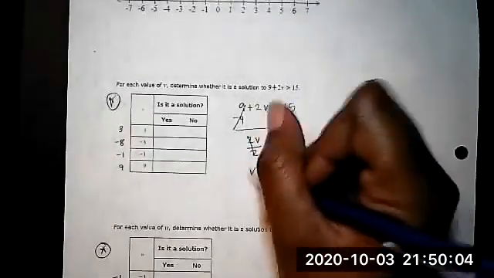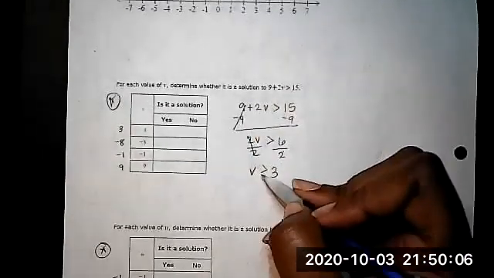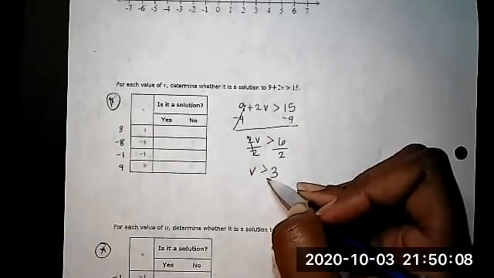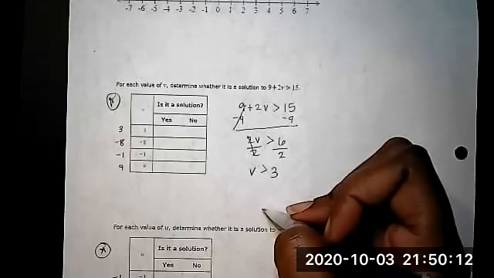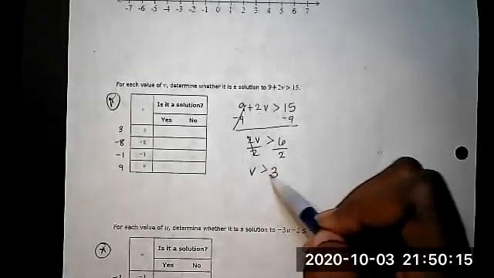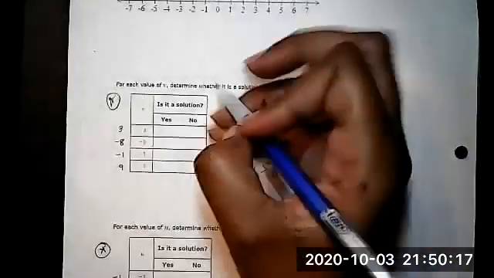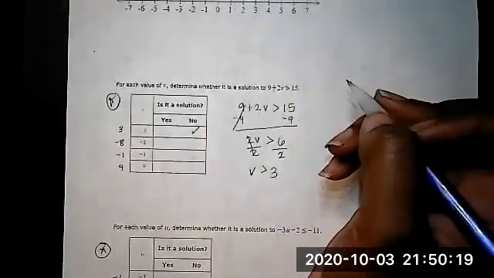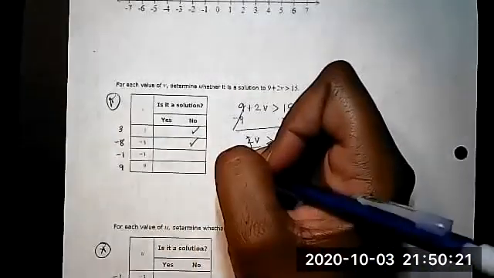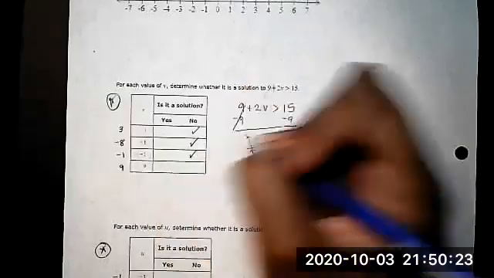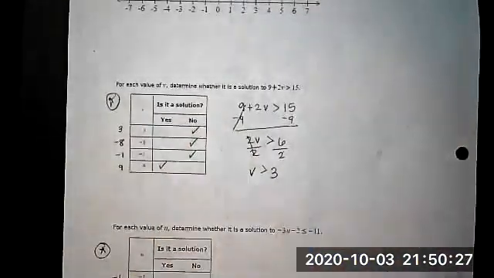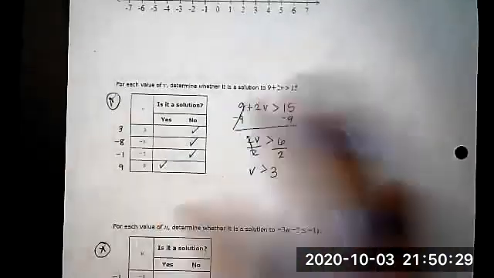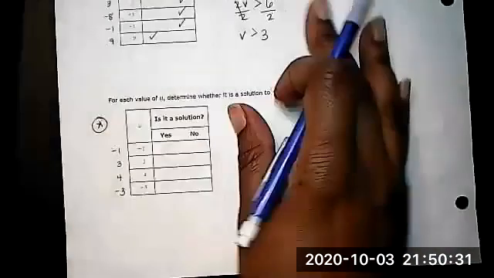Okay, so this means that all numbers greater than 3 are solutions. All numbers greater than 3 are solutions of this problem. Okay, so not including 3. So is 3 a solution? No. Is -8 a solution? No. Is -1 a solution? No. Is 9? Yes. 9 is a solution because it is greater than 3. That is how you solve those. Okay, let's look at the next one.